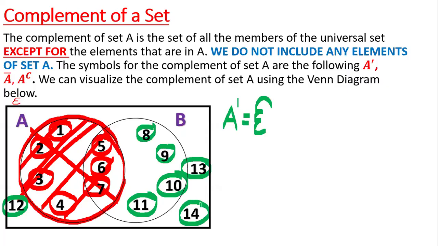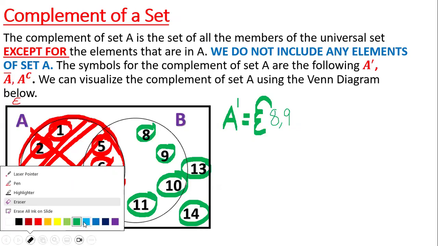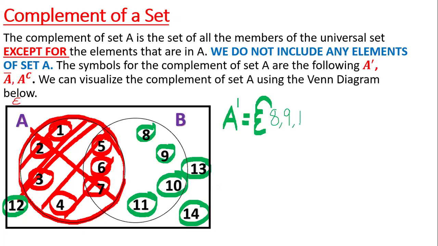And 14. So that means that our complement of A is going to have what? 8, 9, 10, 11, 12, 13, and 14. What's the complement of A? A complement.